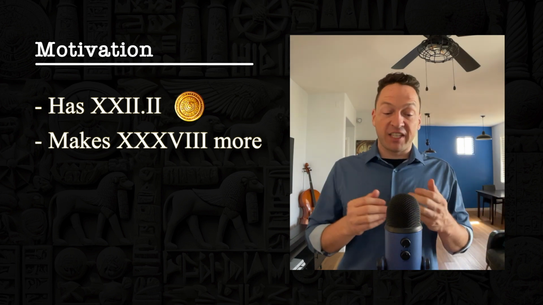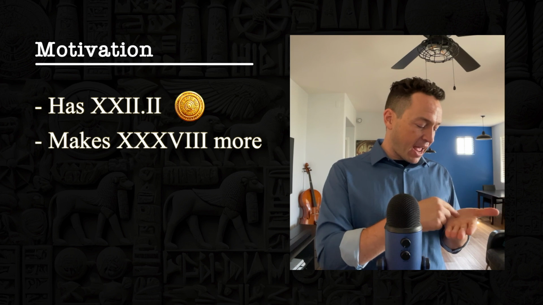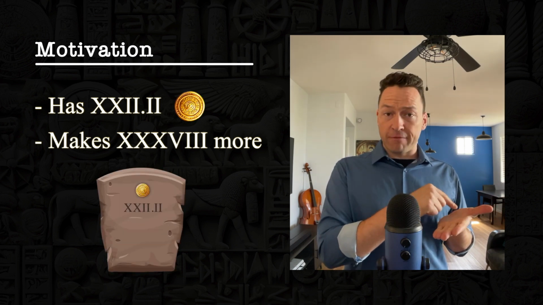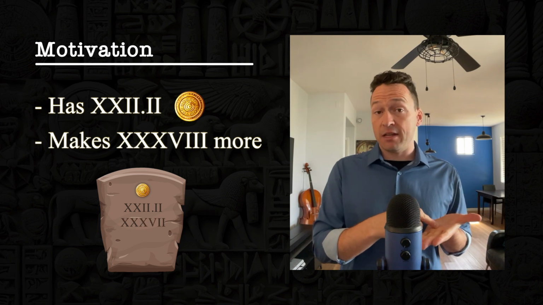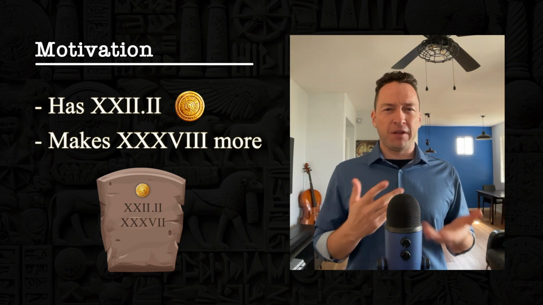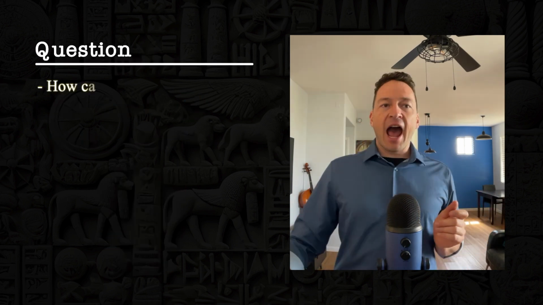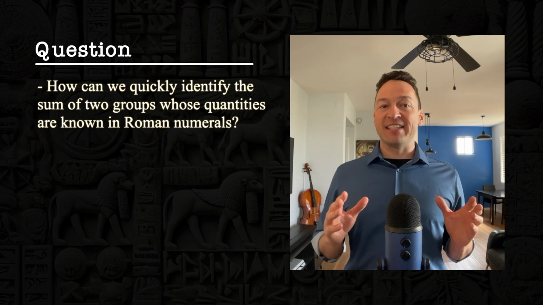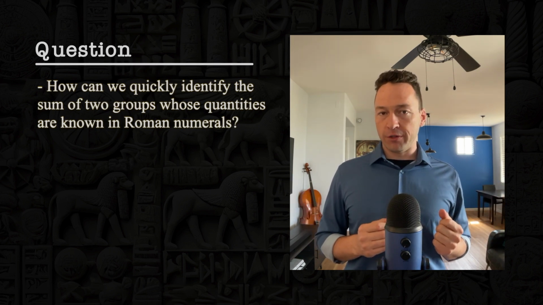Normally, he would just count the number of coins he has now. But he realizes, wait, I have the amount of coins I used to have written down on my clay tablet. I have it written down what I just made, the money I just made. So shouldn't there be some kind of way of figuring this out faster? That leads him to the following question: how can we quickly identify the sum of two groups whose quantities are known in Roman numerals?